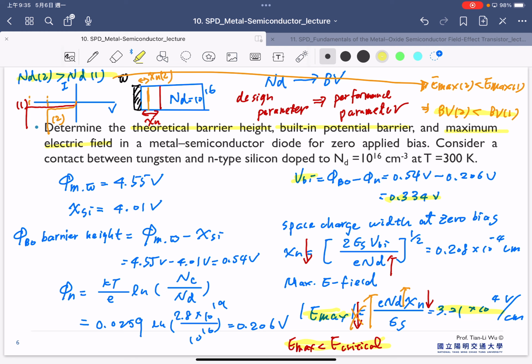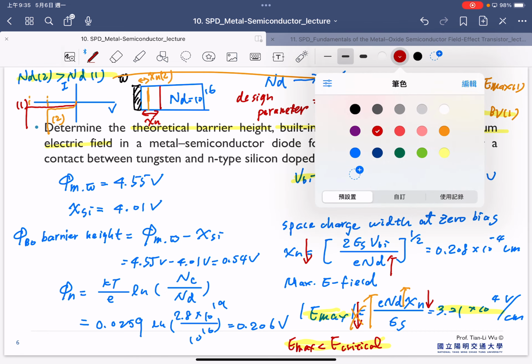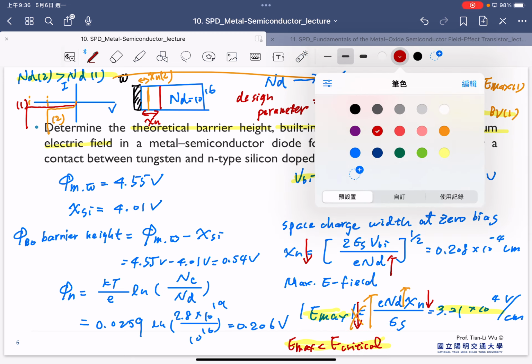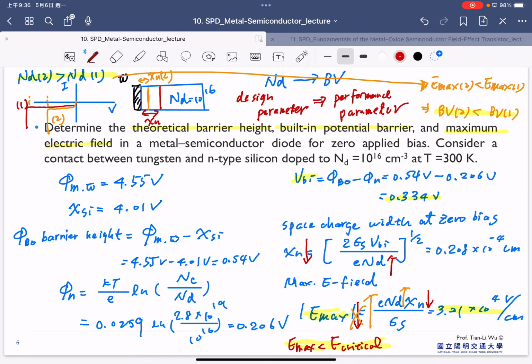However, if the E max is larger than this one, then we will start to trigger the breakdown. So if our E max is larger than E critical, then usually we will trigger the breakdown for a semiconductor device.